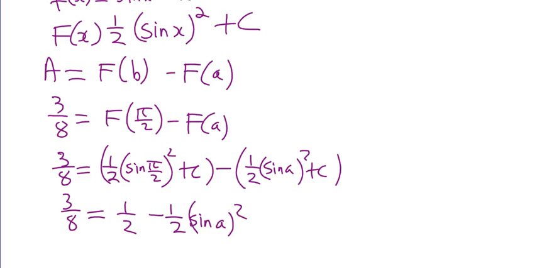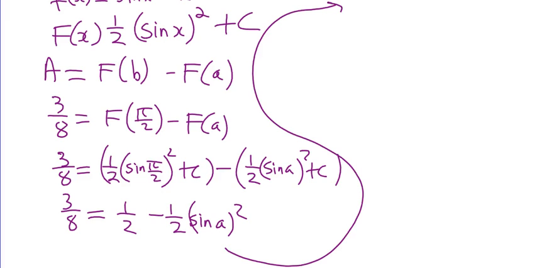And then minus 1/2 sine of a squared. Okay, so we'll just go right across. So first step is to do what to both sides? Let's subtract a half, right? Subtract 4 over 8. So what's that going to give me?